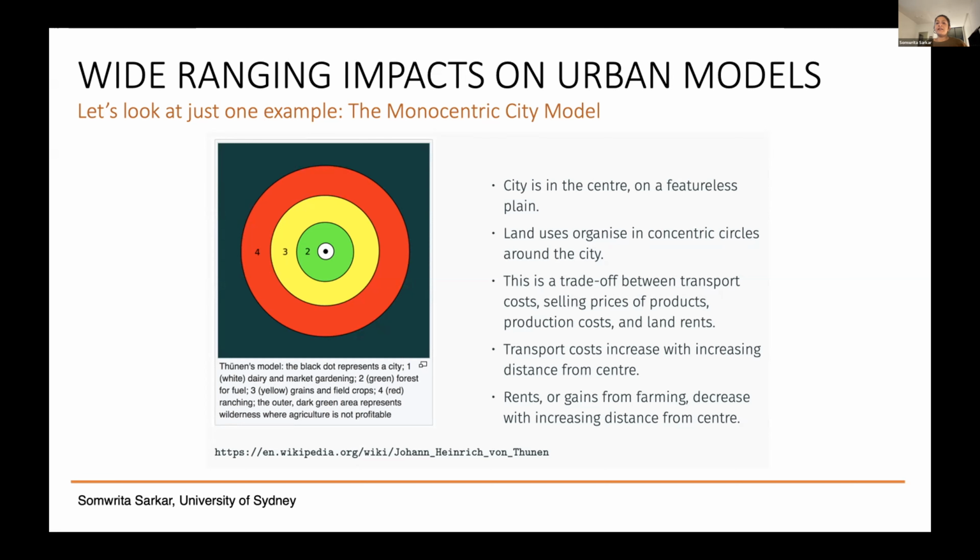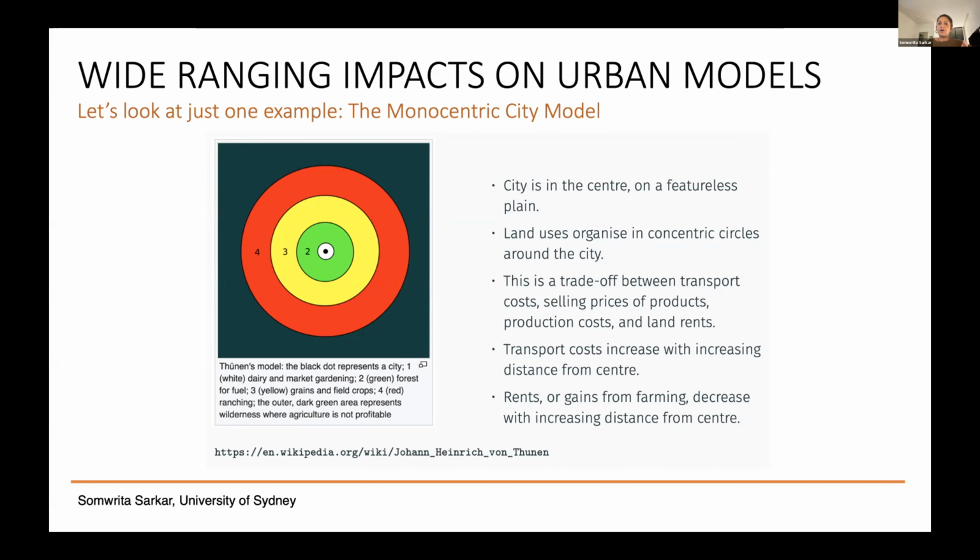And the reason they organize in concentric circles is because this is a trade-off between transport costs, selling prices of products, production costs, and land rents, right? So in simple terms, if you are close to the city center, land rents would be higher, but transport costs would be lower, because the city center serves as the place where all economic activity is happening.